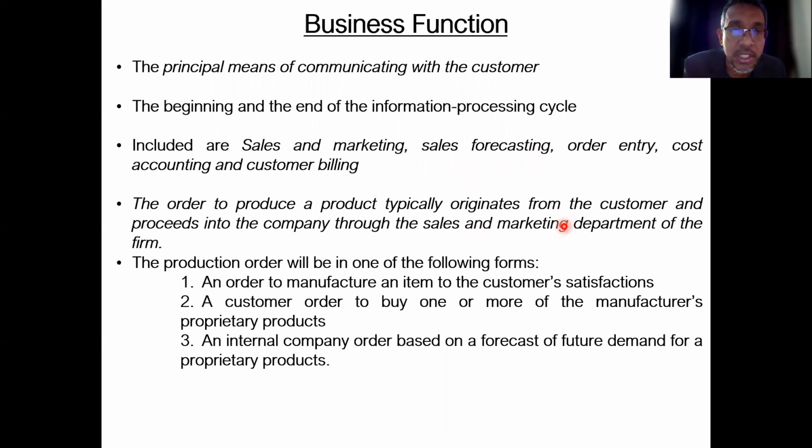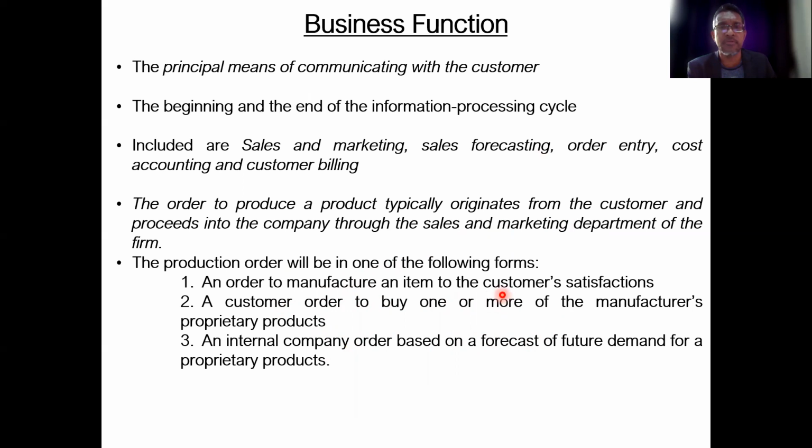The production order will be one of the following forms. Number one, an order to manufacture an item to the customer's specification. Number two, an order to buy one or more of the manufacturer's proprietary products. And number three, an internal company order based on a forecast of future demand for proprietary products.